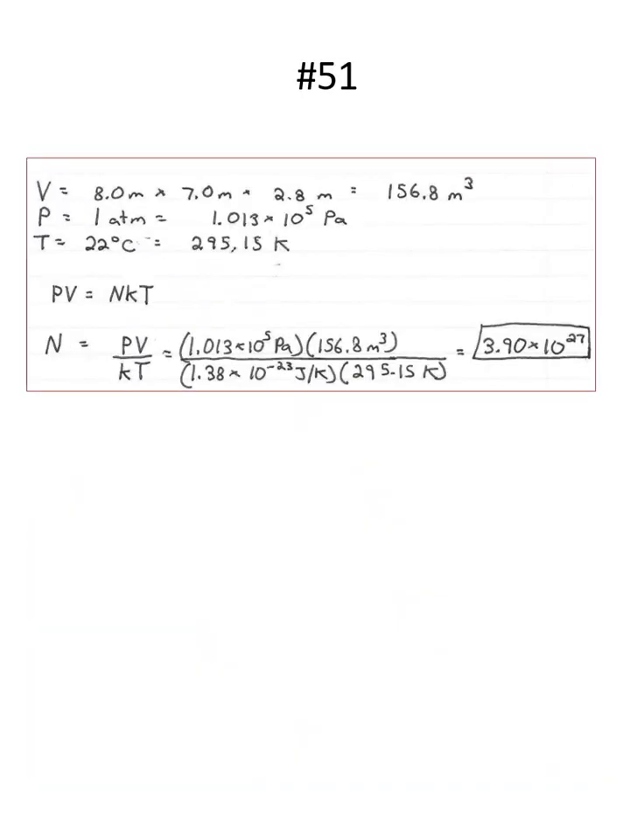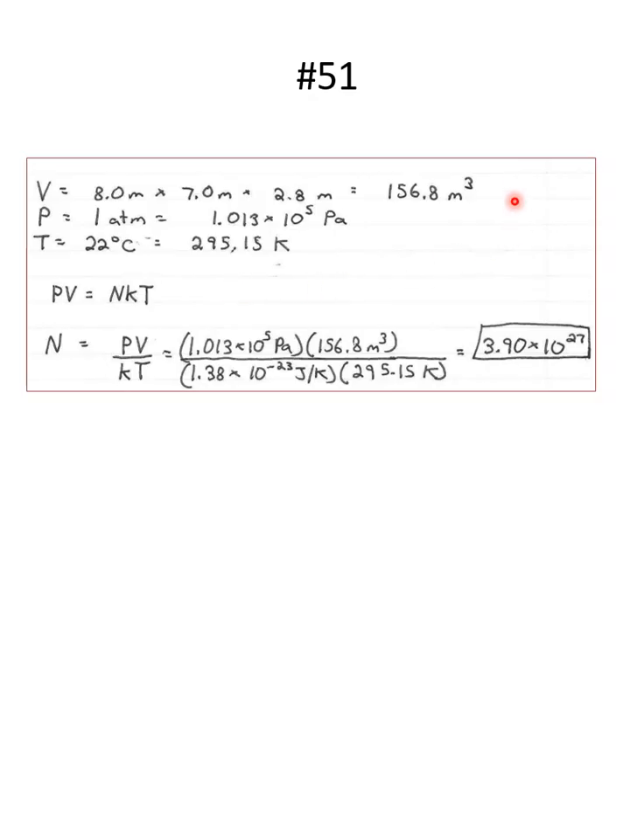Number 51. How many air molecules are in a classroom measuring 8 meters by 7 meters by 2.8 meters, assuming 1 atmosphere pressure and a temperature of 22 degrees Celsius? All right, this is the ideal gas law. And it's asking how many molecules of air. So we have a choice to use PV equals nRT, little n RT, or PV equals NkT. And the difference is little n in PV equals nRT relates to the number of moles. Big N in PV equals NkT is the number of molecules. So we're going to use this version.